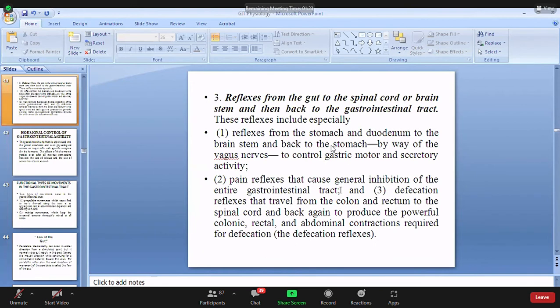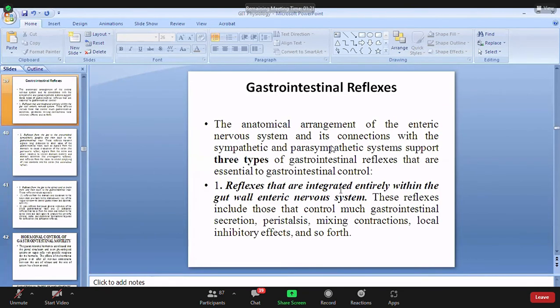Do you understand what I am saying, children? Yes, ma'am. So gastrointestinal reflexes are of 3 types. Under 3 broad headings, you have to give different examples of these different types of GI reflexes.